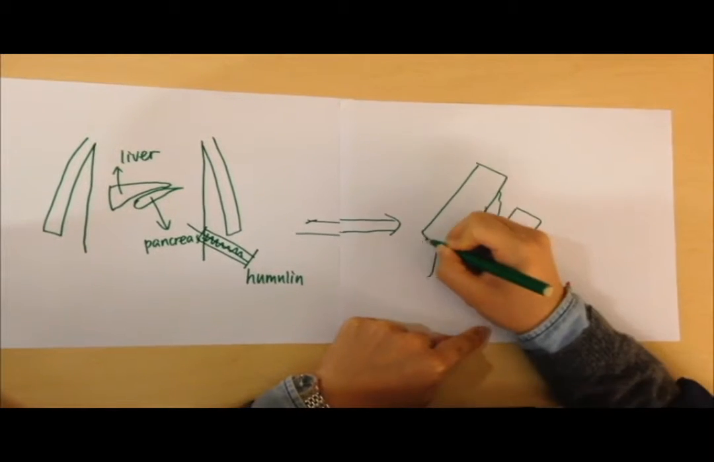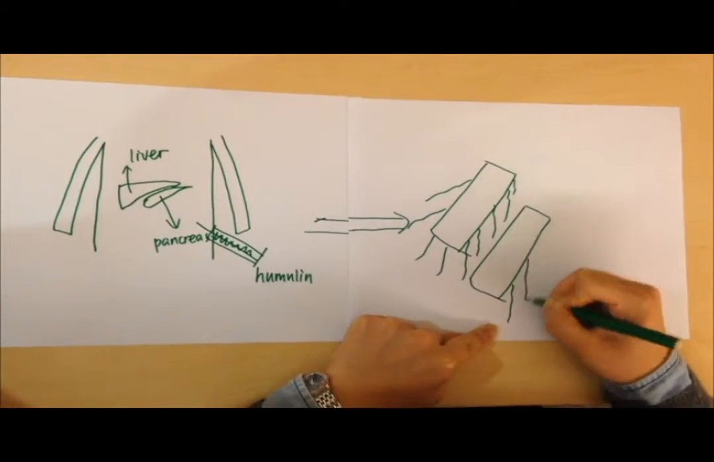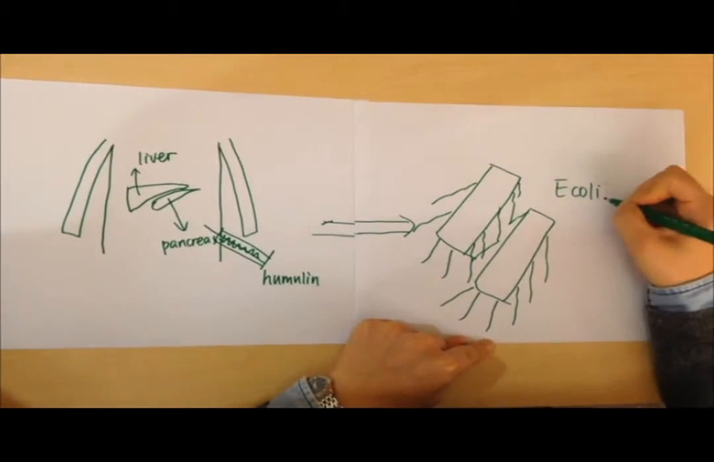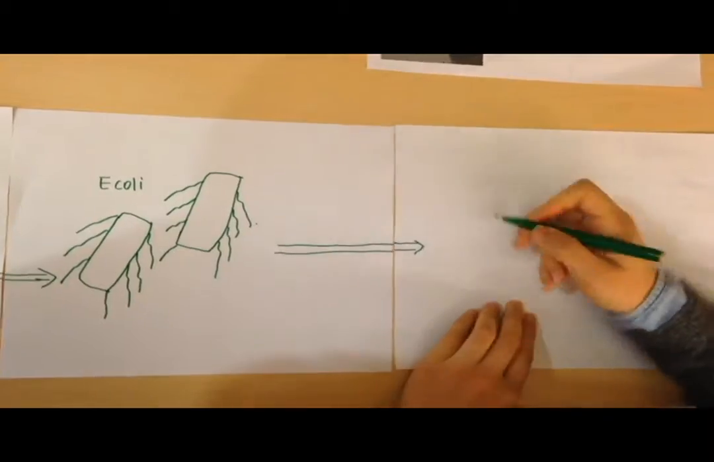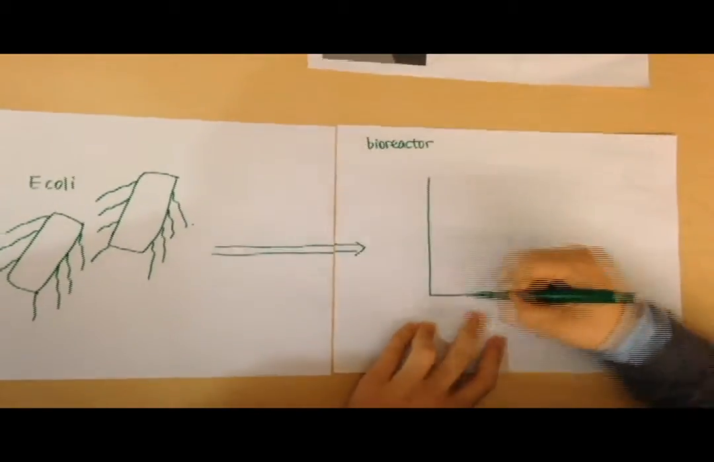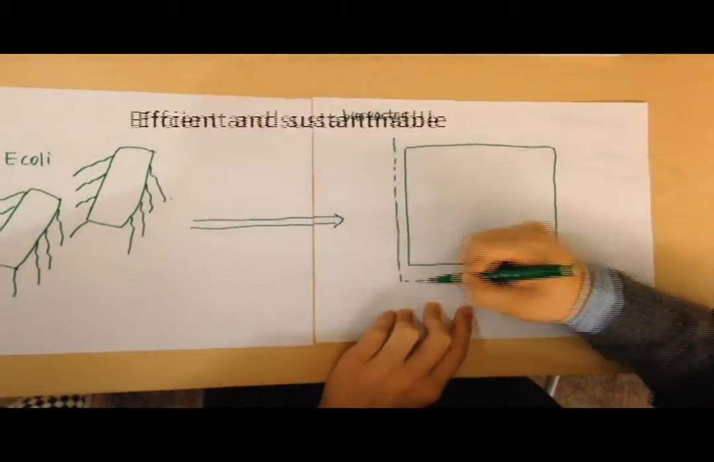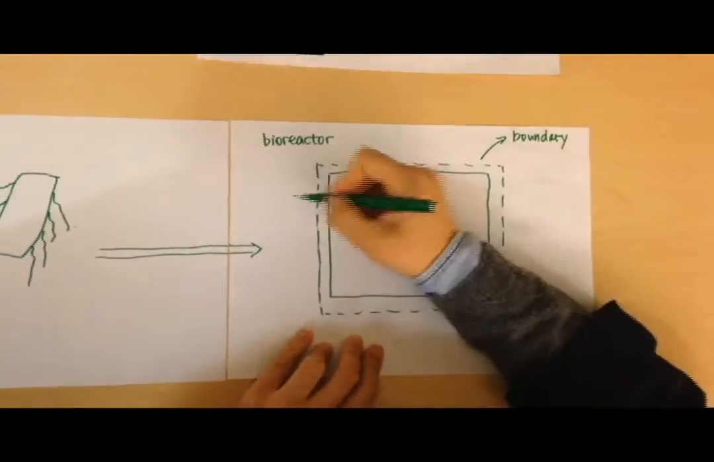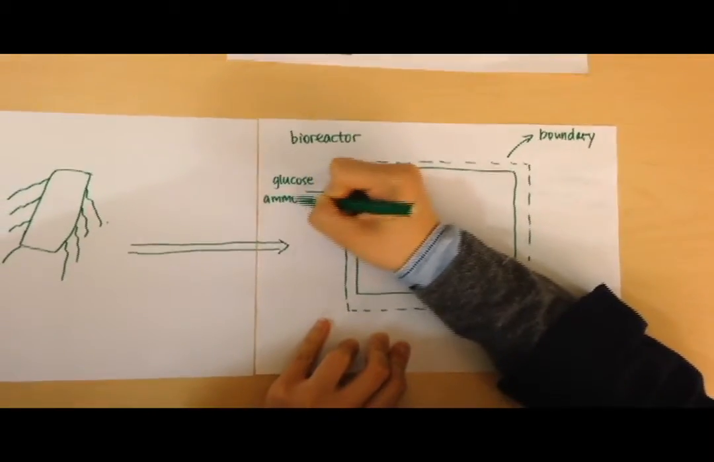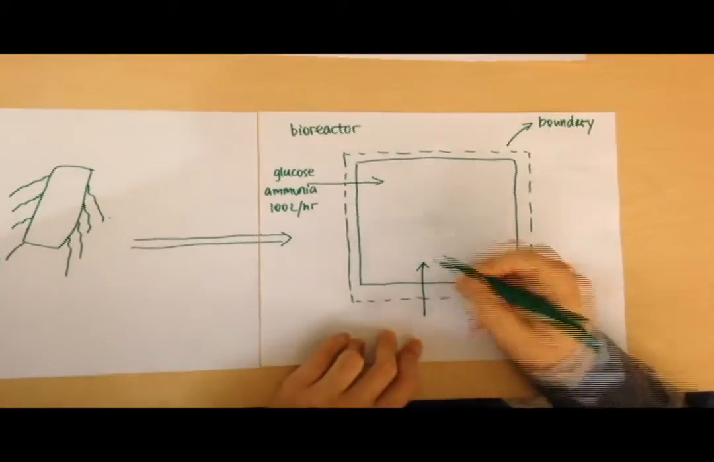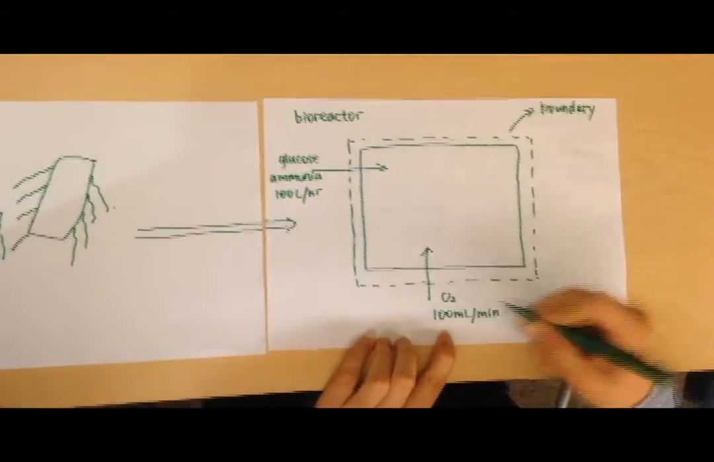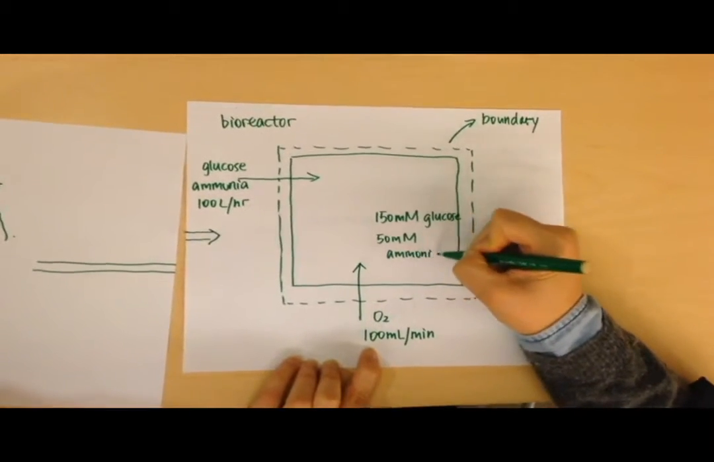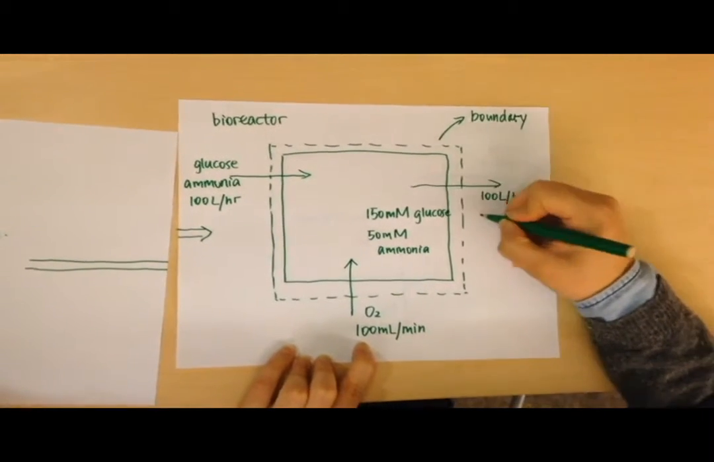Humulin is a recombinant form of insulin that can be synthesized using E. coli, which takes in 2 strands of human insulin DNA, and this process can occur in a bioreactor. First, we will have 100 liters per hour of glucose and ammonia and 100 milliliters per minute of oxygen, which will go into the bioreactor. This will generate 1,000 liters per hour of biomass product, which will ultimately include humulin. Now, we'll show you how this process will occur.